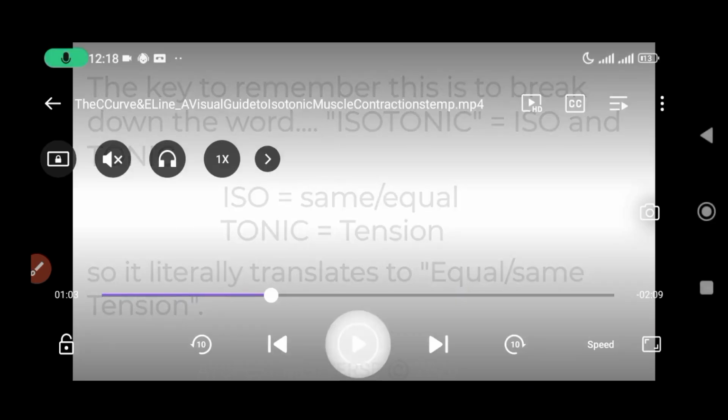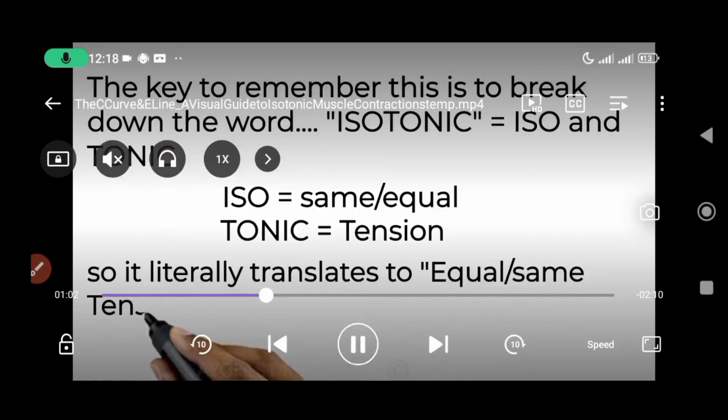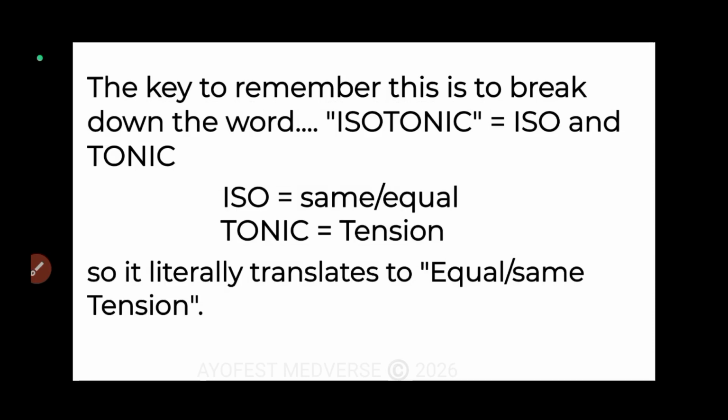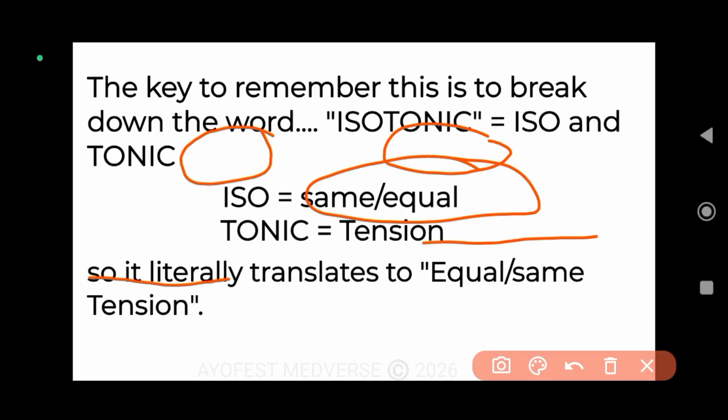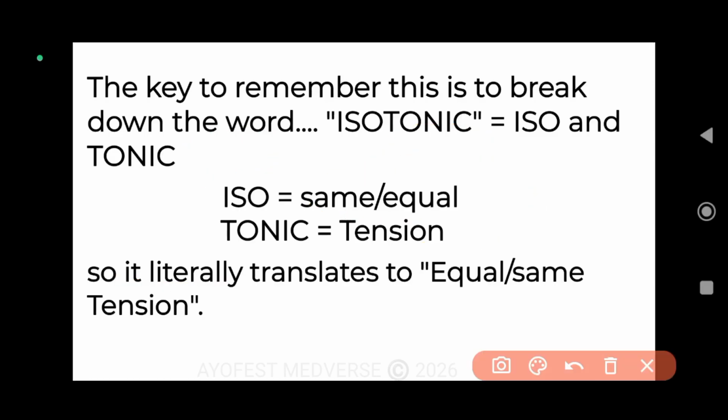Okay, so like most medical concepts or words that have their origin in Greek or Latin, the key to understanding most is to break down the word, to know the etymology or the origin of the word. It makes it easier for you to remember them. Most of these words are not pure English. So just like isotonic, iso means same or equal, and tonic means tension. So it literally translates to equal tension. Here, there is iso and just tonic, if you break down the word.